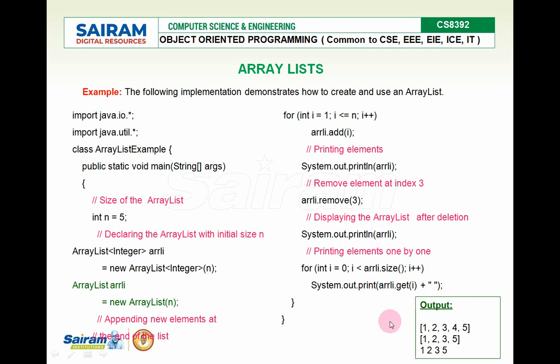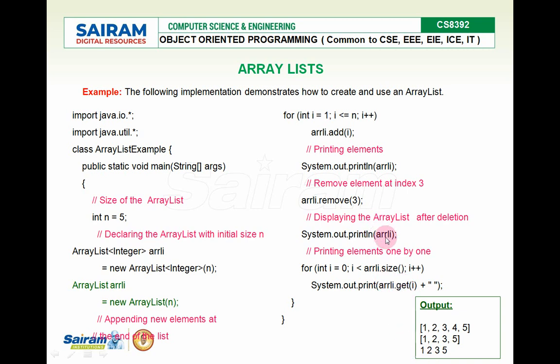While printing, it will come out like this, with square brackets displaying the array list. After that I'm removing the third index, that is the fourth element. The fourth element is number 4, so number 4 was removed. After that we have 1, 2, 3, 5. Again I'm getting only the array elements. Get is the method, and the object is ArrLi. Get of i means the value in that location, so 1, 2, 3, 5 will be displayed. I'm visiting every single element and displaying it.